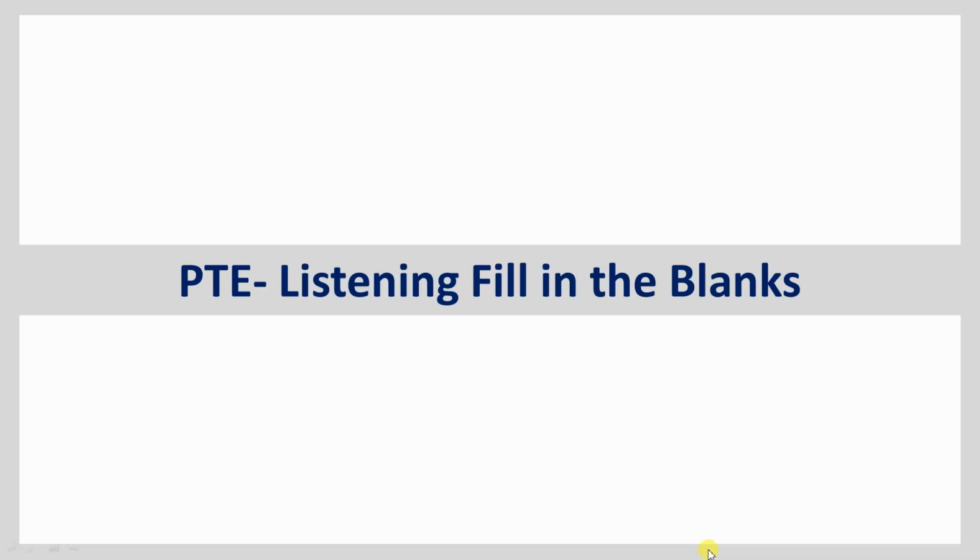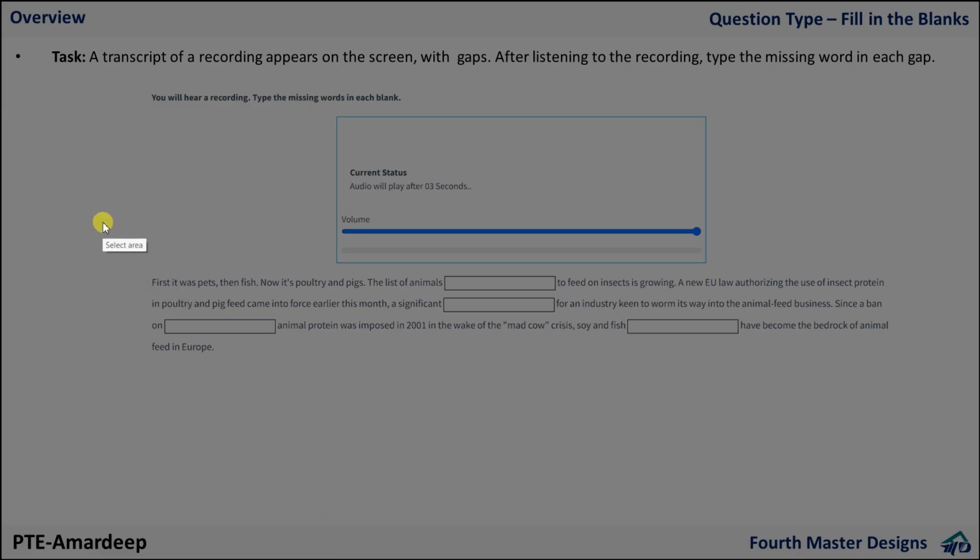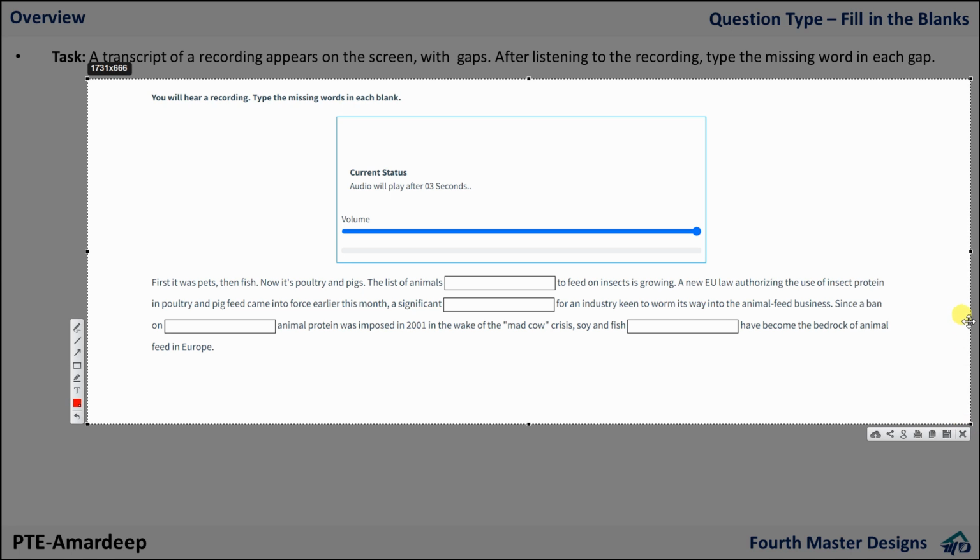In this class, we are going to learn about listening filling the blanks. First, let's have a look at the interface. So, you are going to listen to a recording. You will have a transcript of that audio, or I can say you will get a passage. In that passage, there are going to be some blanks or gaps. You need to fill those gaps by listening to the audio.